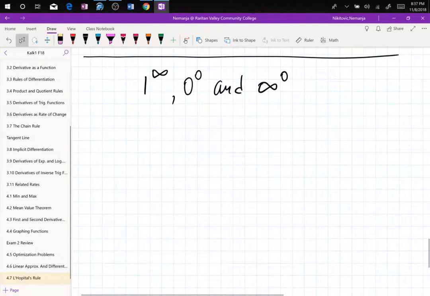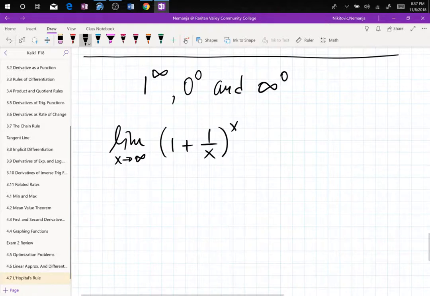Well, let's take a look at the limit as x goes to infinity of (1 plus 1 over x) raised to the x. Do we all agree that this is a 1 to infinity case? I hope we do, because if x is infinity, 1 over x is 0, so inside the parentheses you have 1, and then the exponent x goes to infinity, so it's 1 to infinity. So this is that case.